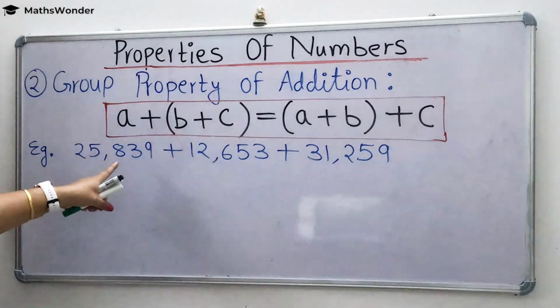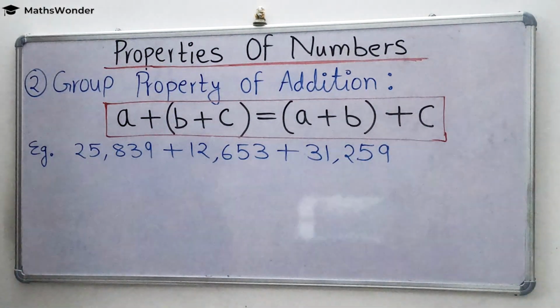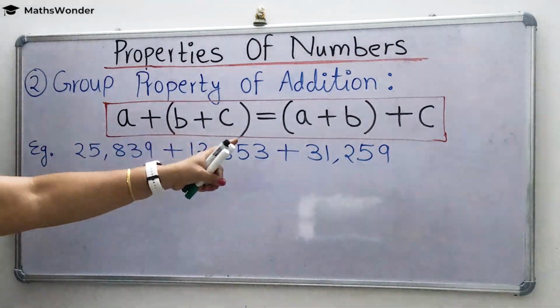Look here. Now you can see there are three numbers. Now what is the concept of group property? The sum of three or more numbers does not depend on the order in which the numbers are added. So you can add in any order, but you will get the same answer. The sum of three or more numbers does not change even when the grouping is changed. This is called the group property of addition.